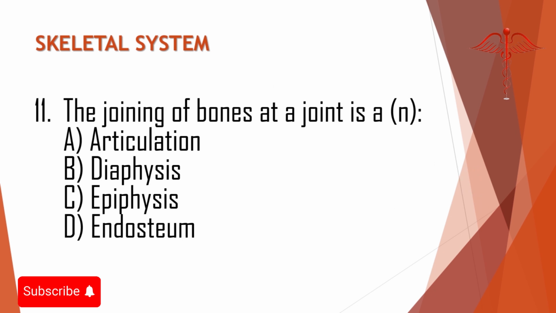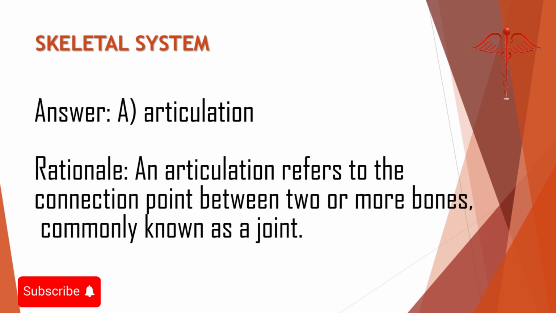11. The joining of bones at a joint is A. Articulation. B. Diaphysis. C. Epiphysis. D. Endosteum. Answer: A. Articulation. Rationale: An articulation refers to the connection point between two or more bones, commonly known as a joint.